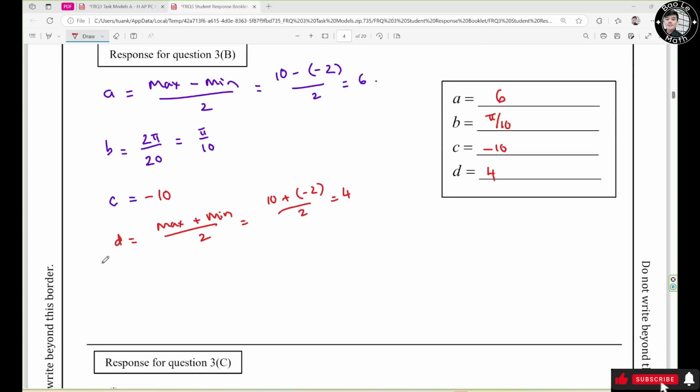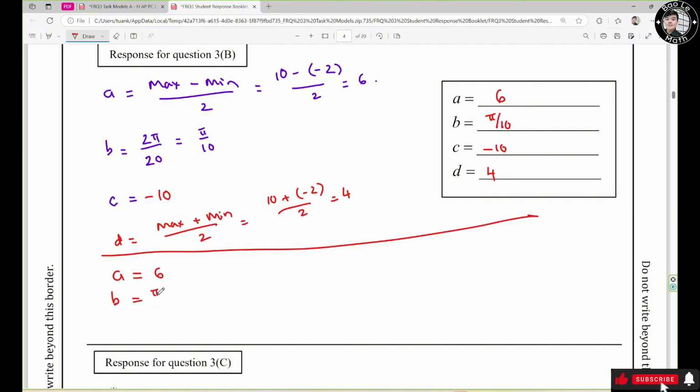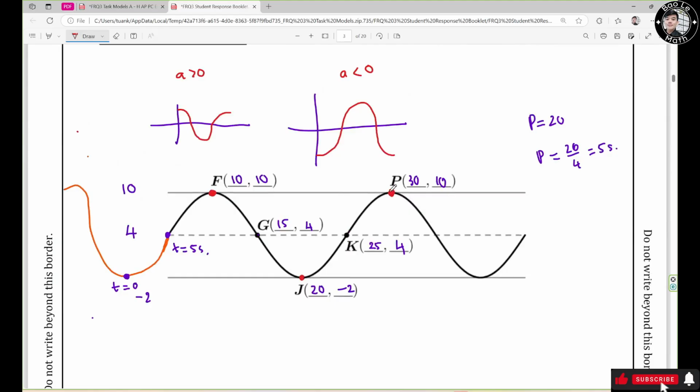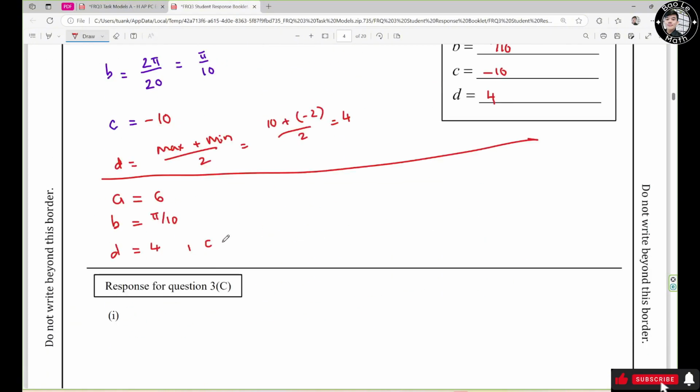Now we have other options. A still 6. B still pi over 10. D still 4, right? Now I'm going to pick the phase shift C. If I start right here, point P right here, still maximum, right? So C should be negative 30, right? And since I start from the maximum, A should be positive. So A remains unchanged, right?